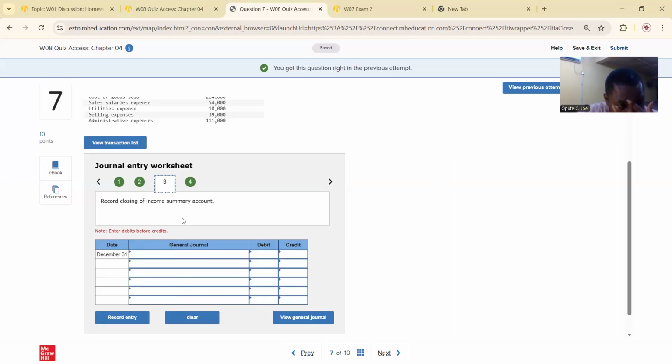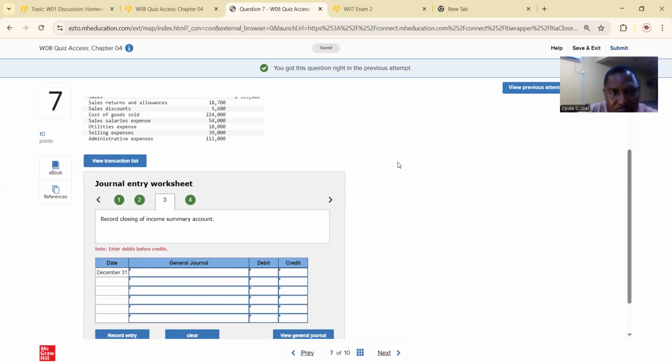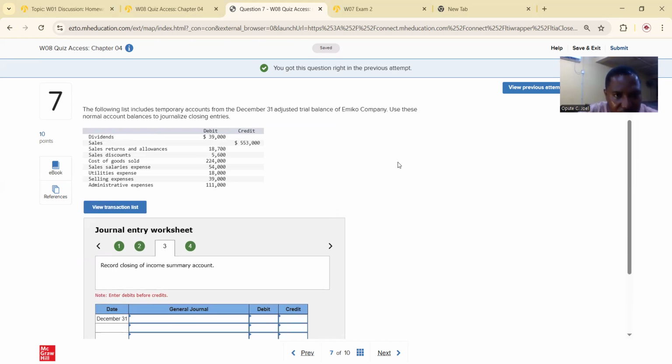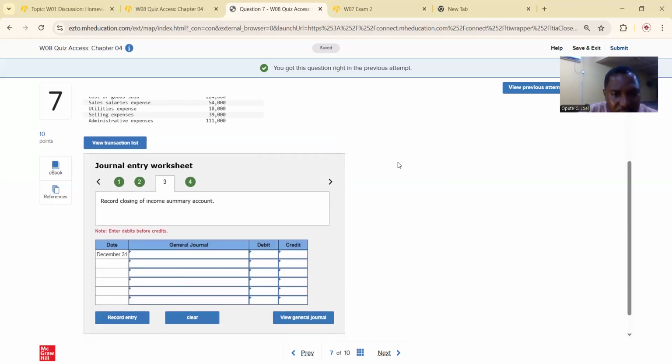The next one says that I should record closing of income summary accounts. All right, the income summary account increases in the credit side. This is indirectly the net income, right? And so it increases in the credit side. Because it increases in the credit side, I'm going to debit it to reduce it like I earlier explained. But for me to be able to get this net income figure that I'm going to fix in the income summary, I just have to subtract all the expenses, like we know already, from the sales or the revenue. And so when I subtract all of them, I'm going to get net income.